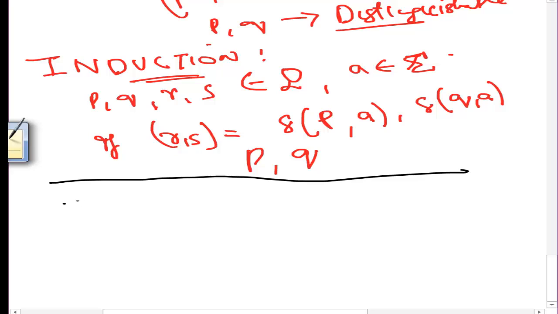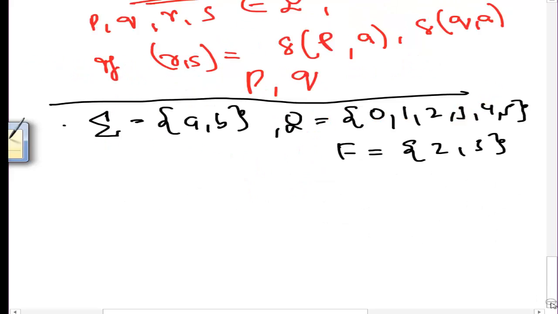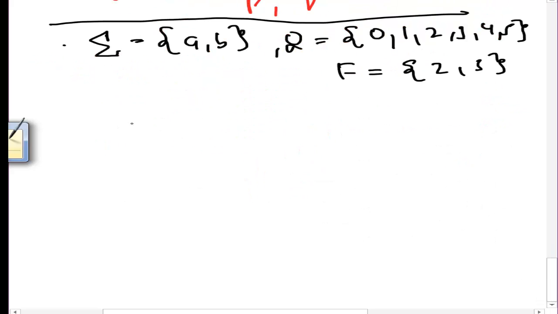Right, we have a DFA with input symbols a, b, and the set of states Q equals, say for example, 0, 1, 2, 3, 4 and 5, and the final states are, say for example, 2 and 3. Now let me draw my diagram. So this is my state 0, which is the initial state. Okay, let me draw it.